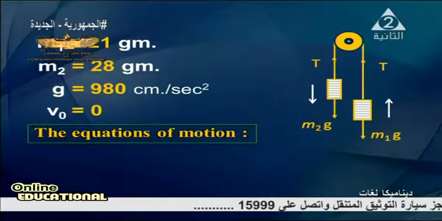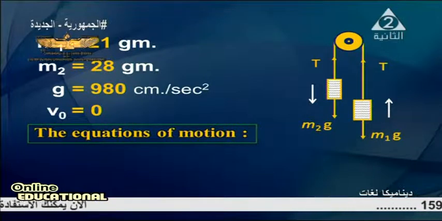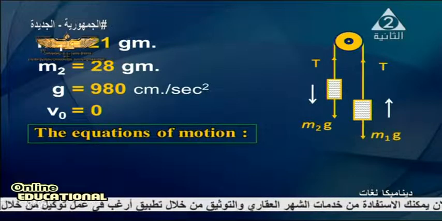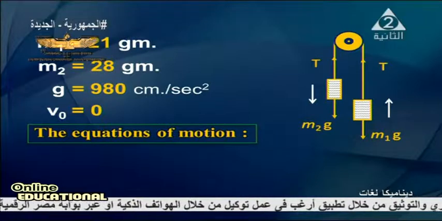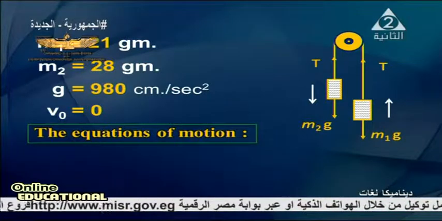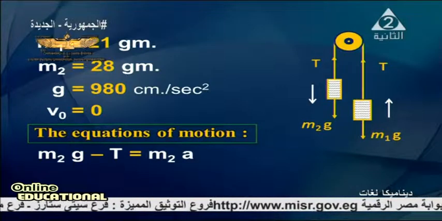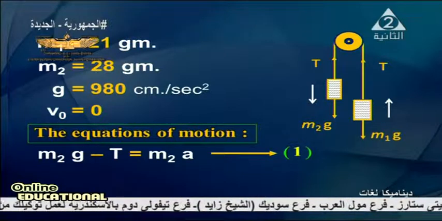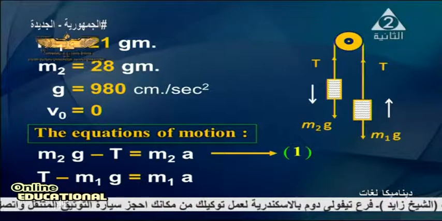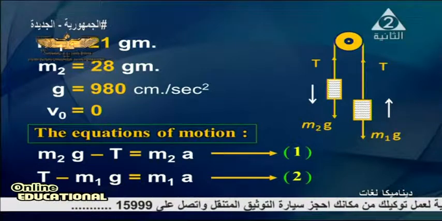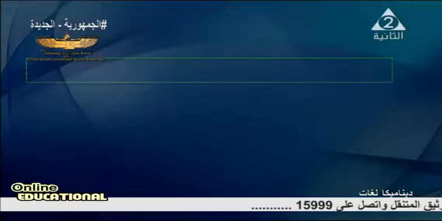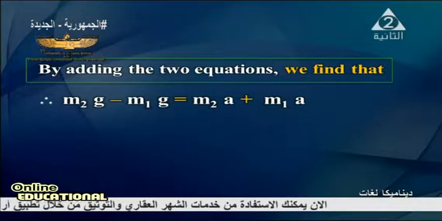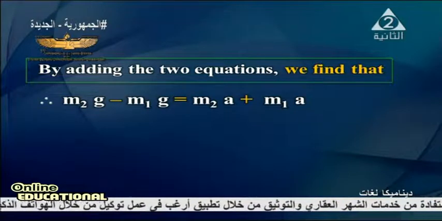Now, with respect to the first mass M1 and the second mass M2, the system moves in the direction of M2 g downwards. Then M2g minus T equals M2a, equation number 1. And T minus M1g equals M1a, equation number 2. By adding the two equations, we find that M2g minus M1g equals M2a plus M1a.